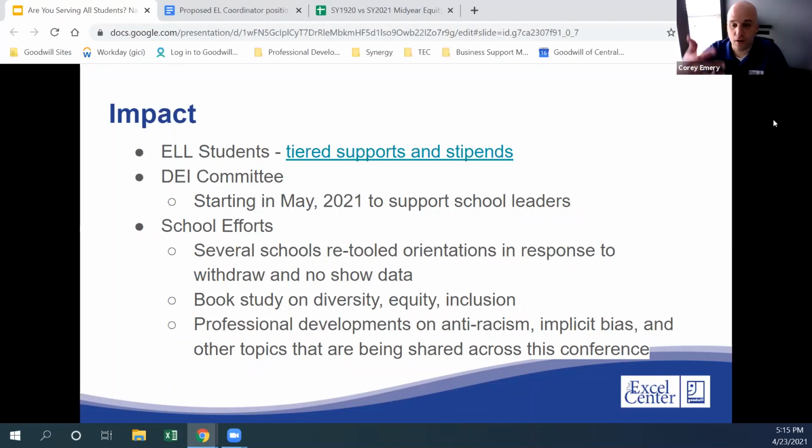And then, as you heard across the discussion today, there were lots and lots of local school efforts to retool orientations. There were book studies across the network on diversity, equity, and inclusion. And a lot of the professional development our staffs have gone through showed up today in this conference around anti-racism, implicit bias, social emotional learning, mental health. A lot of those things showed up in the conference, and a lot of it, I think, are offshoots of some of the work that we're seeing come from this equity data.